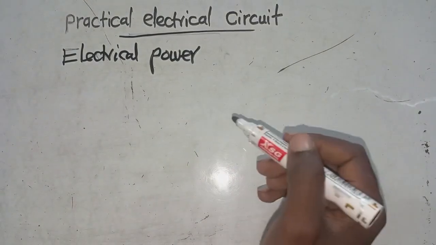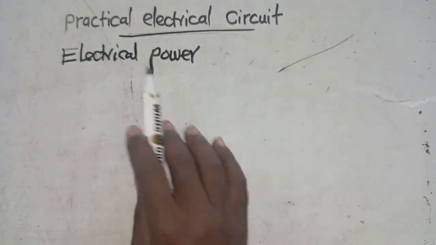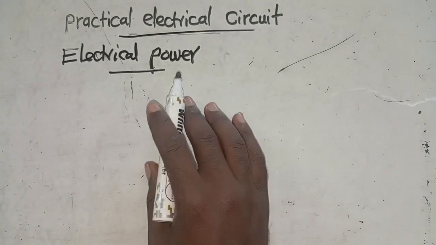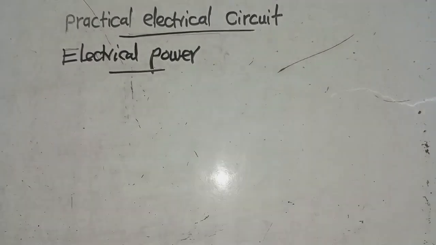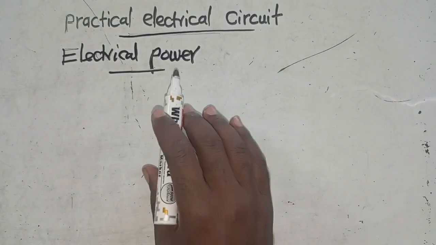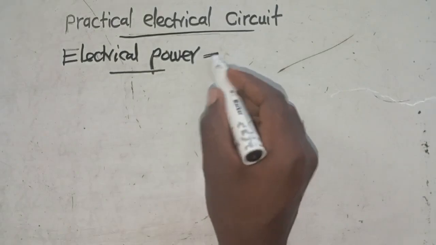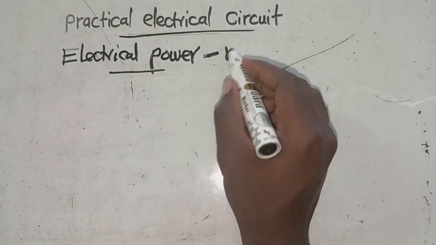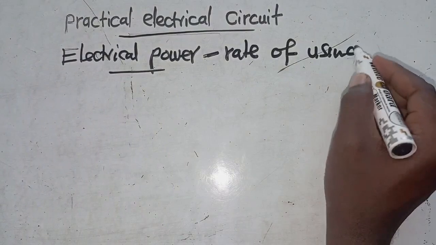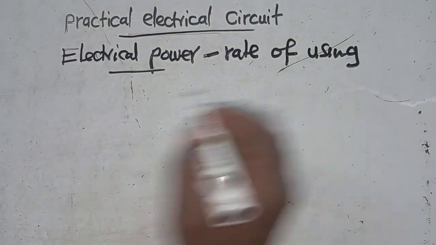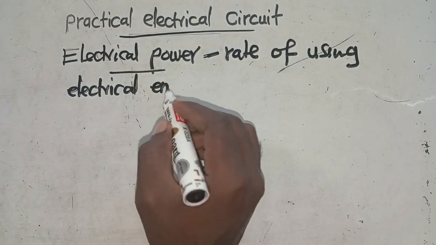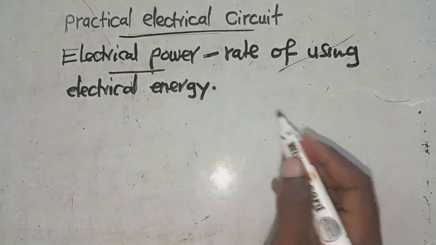Previously, if we were given a question to say, what is power? When I tell you to define power, you are going to tell me that power is defined as the rate of doing work, or the rate at which work is done. That's what you are going to tell me. But this electric power that we are talking about is defined as the rate of using electrical energy. This is how we define this particular power.